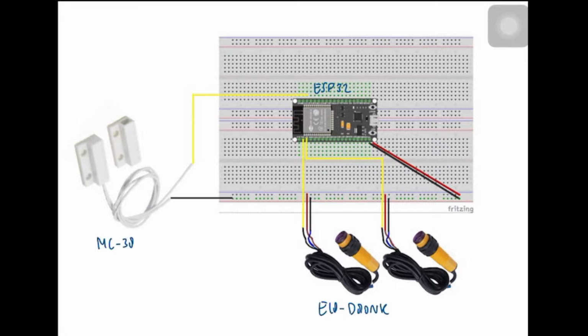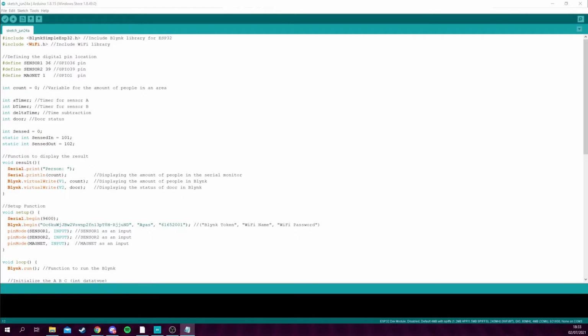So for the magnetic door switch, it sends into the GPIO1 pin, while for the IR proximity sensors, both send data to GPIO36 and 39 respectively. Okay, let's move on into the programming of this system.